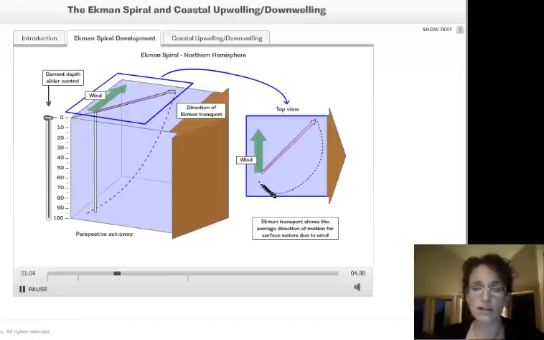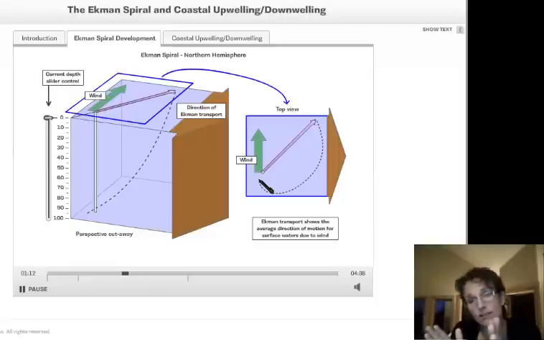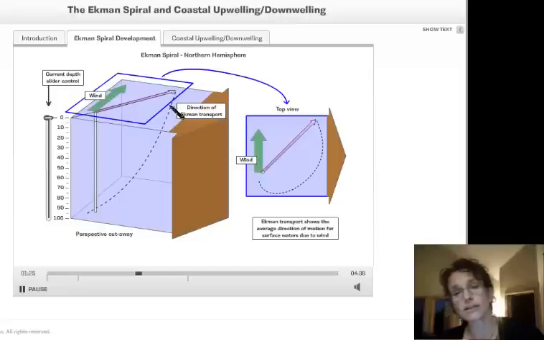And then as we go down in depth, we're going to go further and further to the right, but those arrows are getting shorter because the velocity is decreasing, because there's less and less effect from the wind as we go deeper into the ocean. And so the net effect of the wind blowing in this direction and the Coriolis effect pulling it in this direction is that the net Ekman transport is to the right in the northern hemisphere.